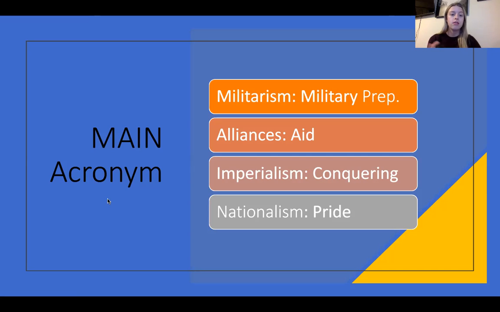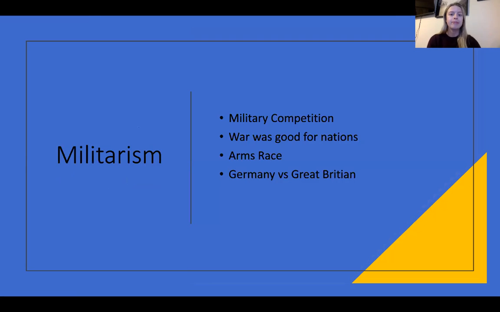And so these four features of the MAIN acronym can be said to be causes of World War One. We'll go through each part right now. For militarism, during this time period there was a lot of military competition, and these nations thought that war was good for their country. It can create either a lot of money or it may not create a lot of money in their country.